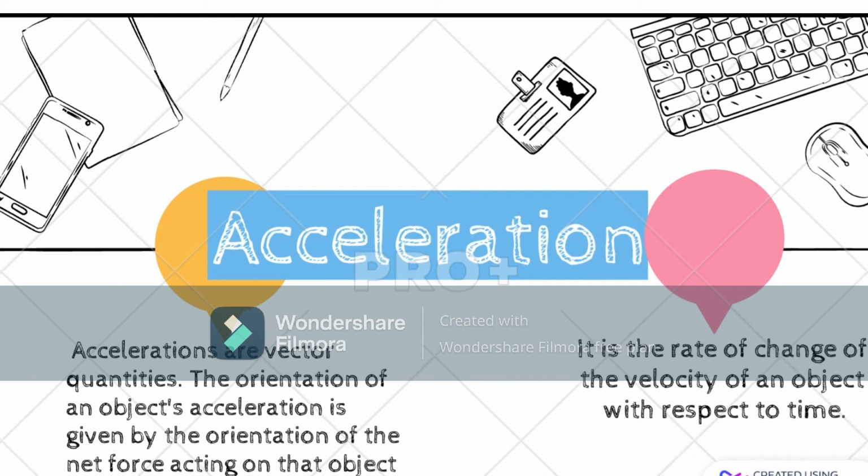Accelerations are vector quantities. The orientation of an object's acceleration is given by the orientation of the net force acting on that object. Acceleration is the rate of change of the velocity of an object with respect to time.